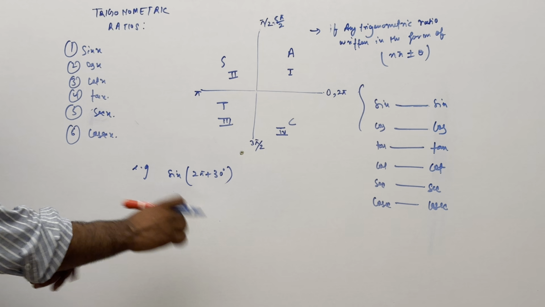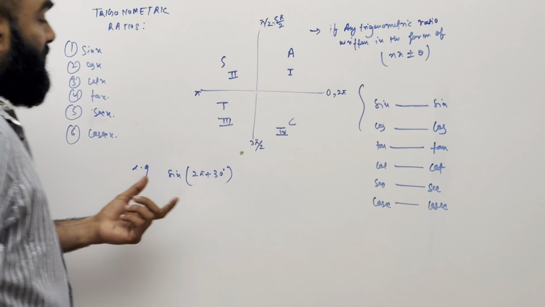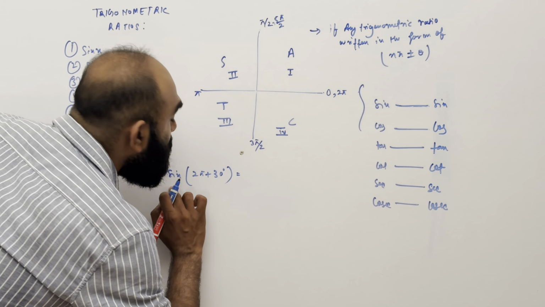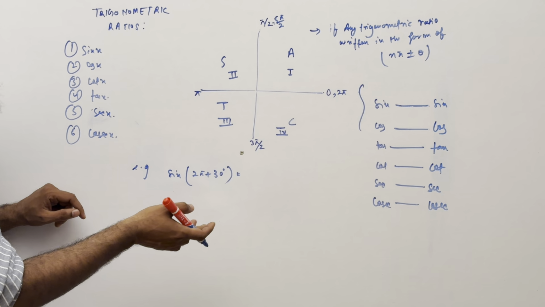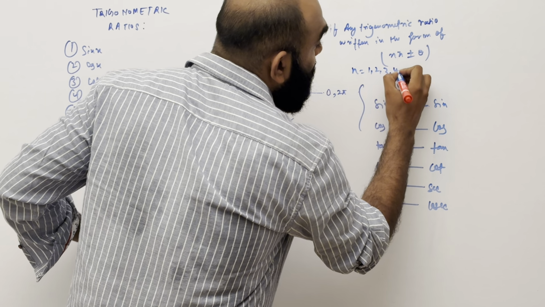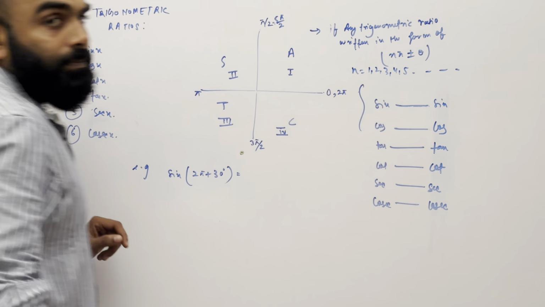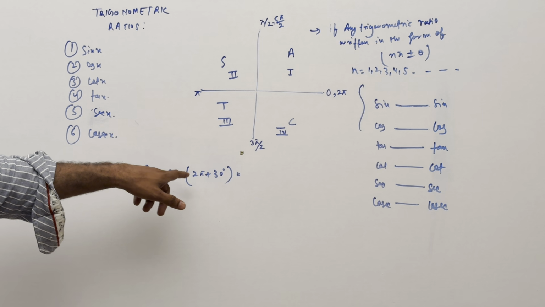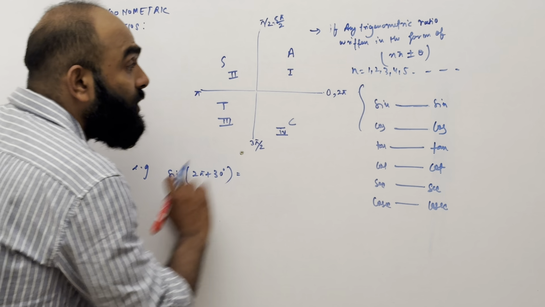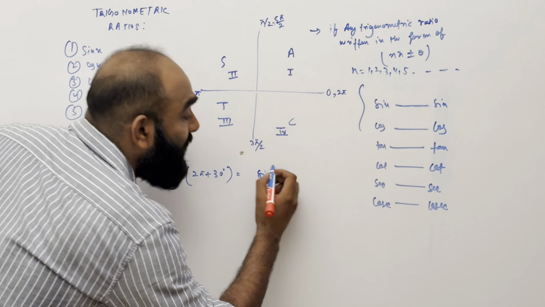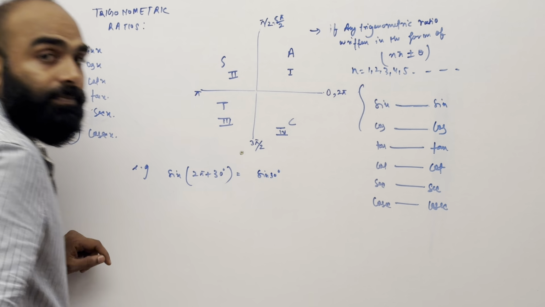Okay, so sine of 2 pi plus 30 degree. See how I am writing the result of this one. Since it is in the form n pi plus theta, where n is any integer like 1, 2, 3, 4, 5 and so on, sine is going to remain sine only. And whatever your theta is, you write the theta, that is 30 degree.